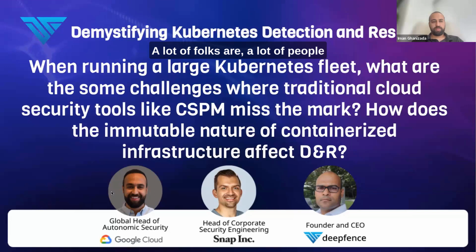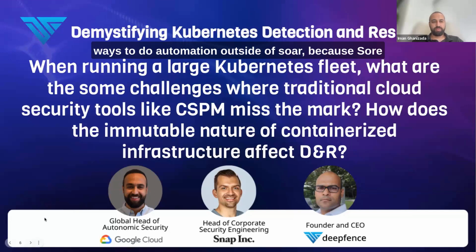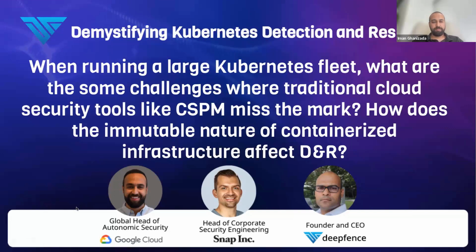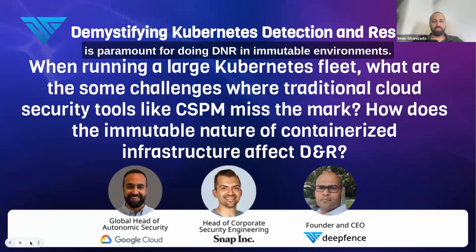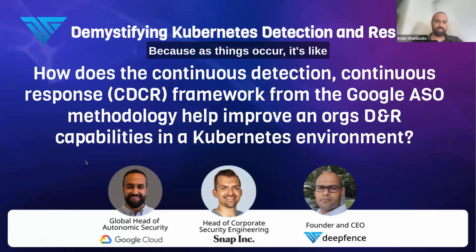Yeah, I know a lot of people are buying SOAR. A lot of people are also hiring security engineers to just try to figure out ways to do automation outside of SOAR, because SOAR is just one component of the automation story. But in a way, and this probably might tee up our next question, the need for automation is paramount for doing DNR in immutable environments, because as things occur, you can't batch process things anymore. It has to be streaming, right? And as things occur, they also have to be actioned on.